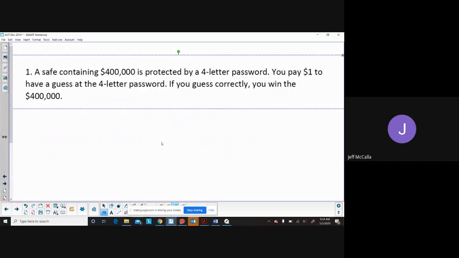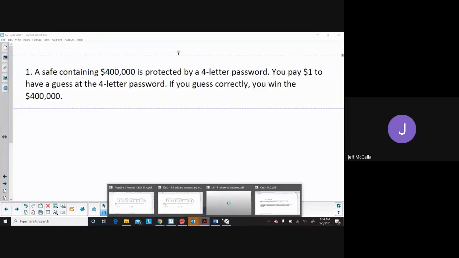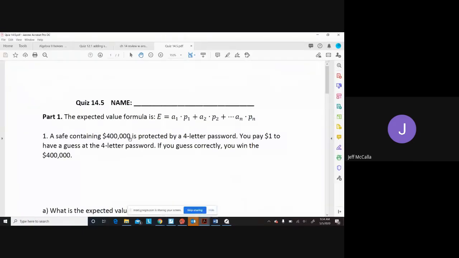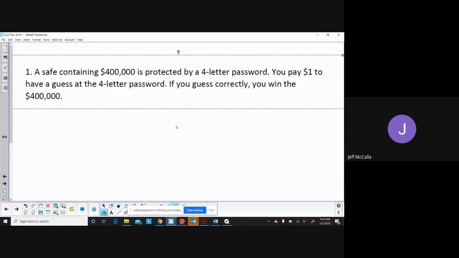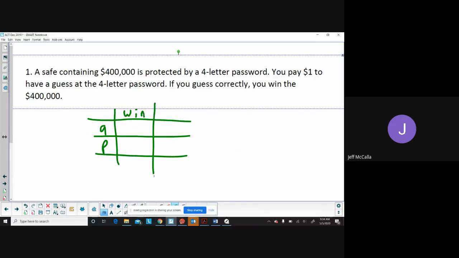400,000 is protected by a 4-letter password. You pay $1 to have a guess. If you guess correctly, you win the 400,000. Does the quiz say what I'm trying to find? I'm just trying to find the expected value. So I usually set up a basic chart here: amount, probability. I see only 2 things. It looks like you either are a huge big winner or you're a little bit of a loser.